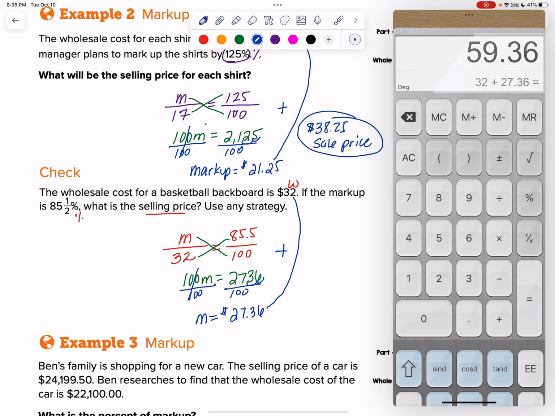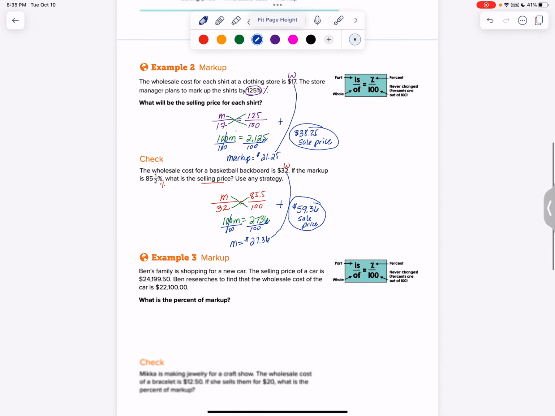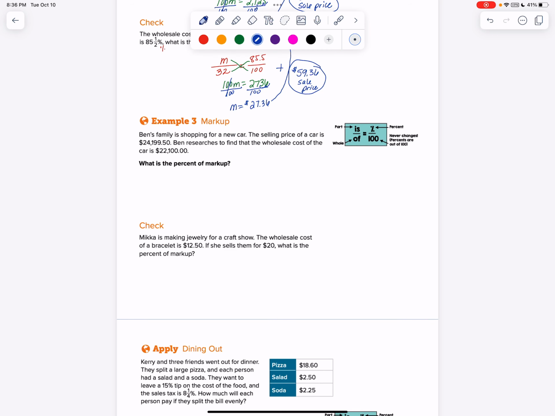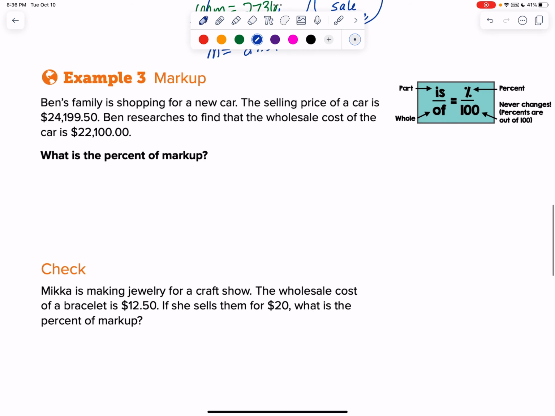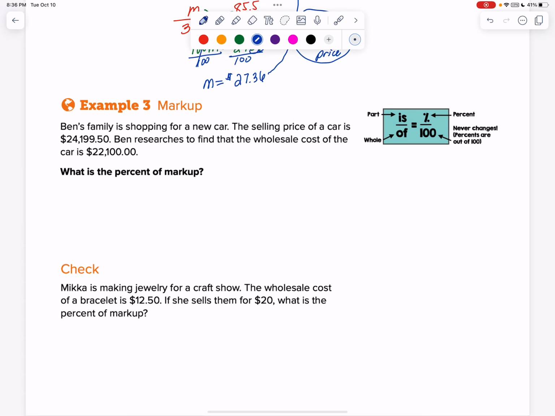And we get $59.36, okay, as our total sale price or selling price. All right, so that's how that needs to look. All right, now example 3 is a twist. Notice there is no percentage listed in these. They're asking for the percent of markup, okay?